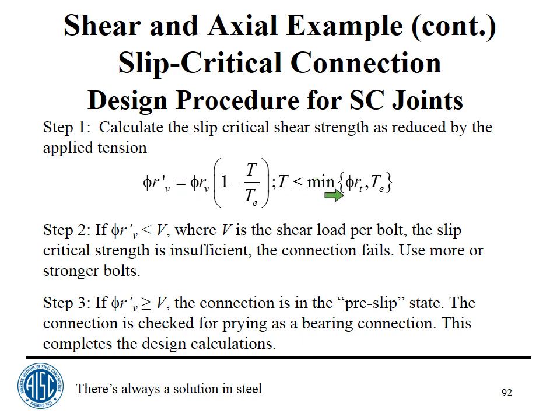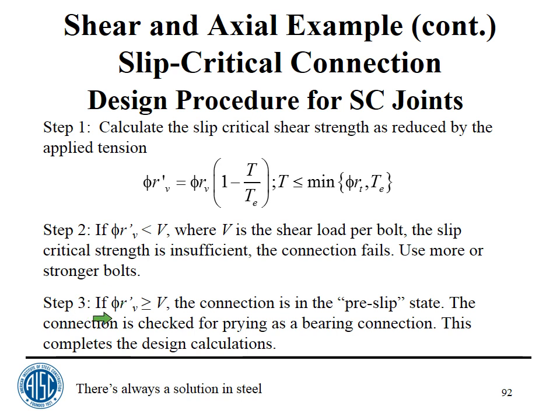And here you have what we just talked about, that T can't exceed the smaller of these two numbers. This is only true, really, for A325 bolts. For A490 bolts, this is not an issue, because ASTM and AISC have the same F sub U values for all sizes of A490s. Step 2, if the reduced shear strength is less than the required shear strength, where V is the shear load per bolt, or the required strength per bolt, the slip critical strength is insufficient, and the connection fails. You need to use more or stronger bolts. You're dead in the water right at this point.